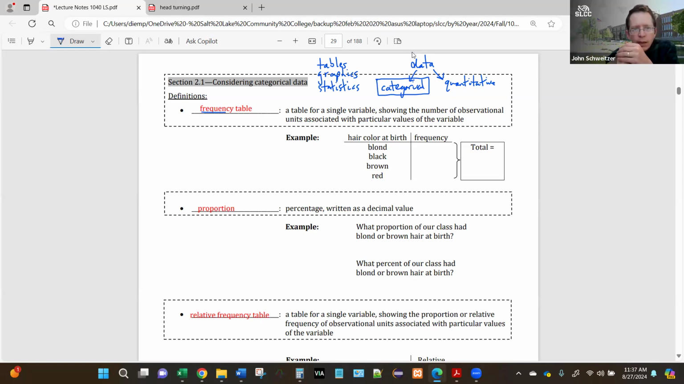So pretty much all of categorical data analysis begins with this table called the frequency table. Frequency in stats is another name for count. So it's basically a count table. And what we do for a single variable is we have the variable in a column, and then in the second column, we have the number of observational units that have that particular value of the variable.